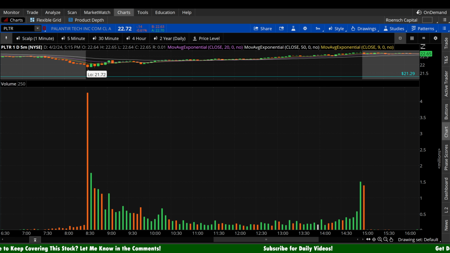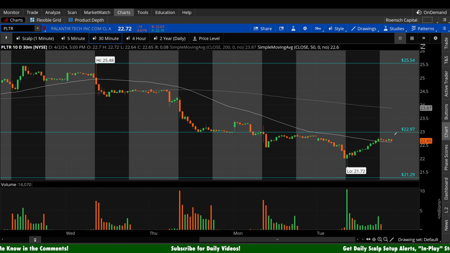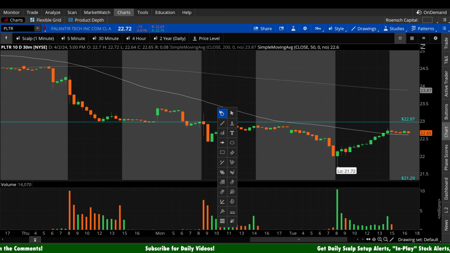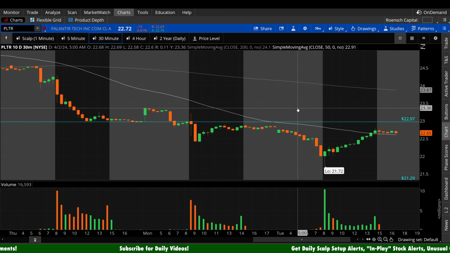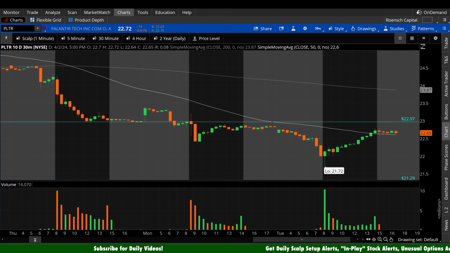So let's take a look at the self-fulfilling prophecy psychological levels that I'm paying close attention to here as a trader and an investor. Palantir is a company that I'm very fond of. Here on the 30-minute chart, something important happened today. Can you tell me what it is? See that white line, that 50-period moving average? We barely reclaimed it within that last 30-minute bar into the close.